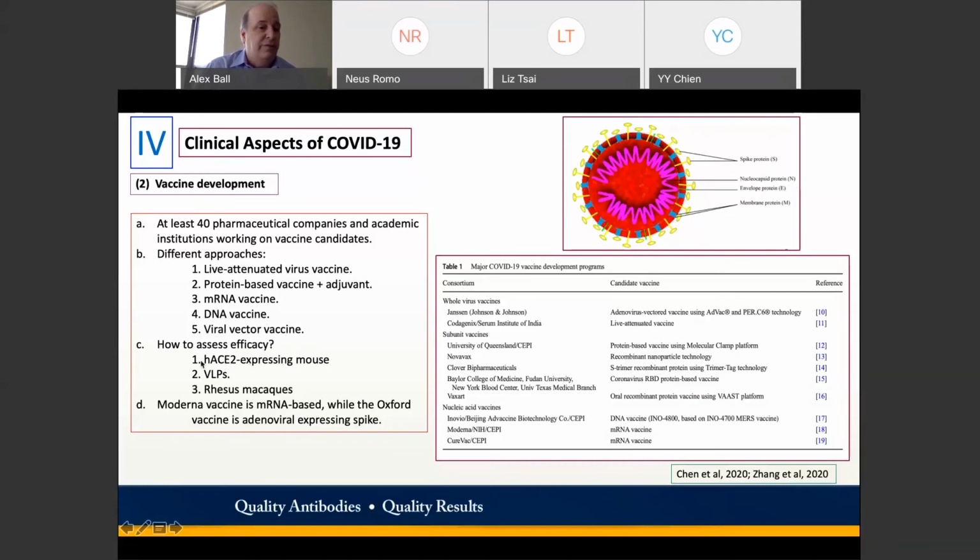Some are using mice that express the human ACE2, virus-like particles, and a good model that is being used to assess some of the vaccine trials are rhesus macaques, or macaques. And just so you know, the Moderna vaccine that's had some very positive early results is mRNA-based, while the Oxford vaccine is an adenoviral vector expressing spike protein. So clearly there's intense work going on in vaccines. Some people say a vaccine will be ready by the end of the year. Others might think not until next year, with 12 to 18 months the usual target for vaccine development.